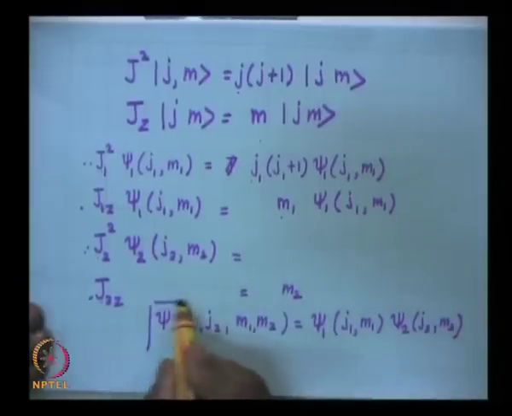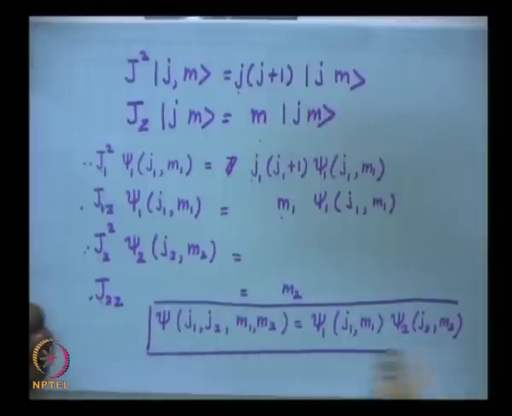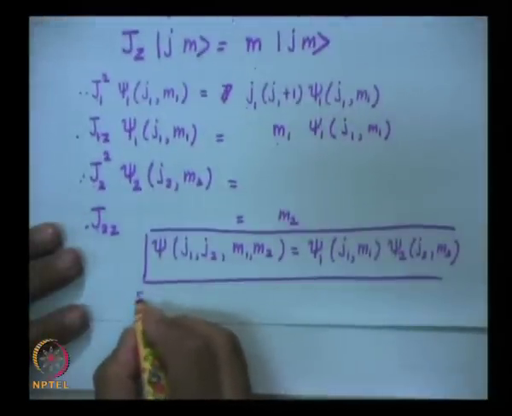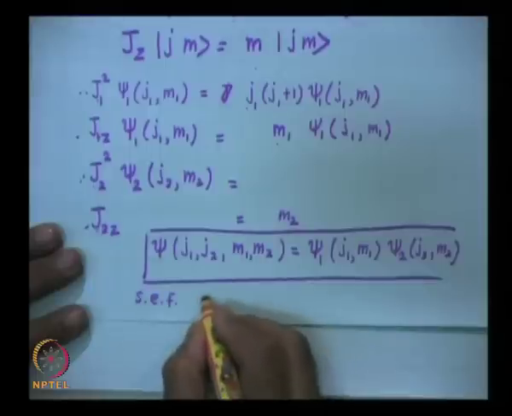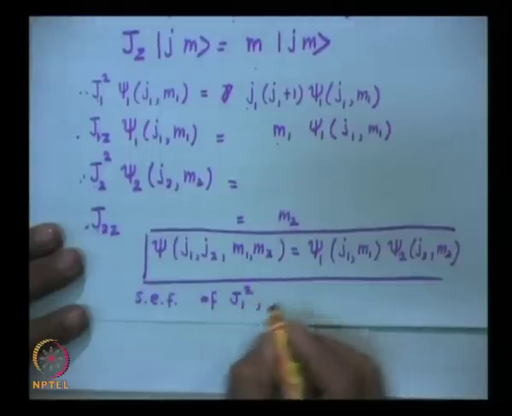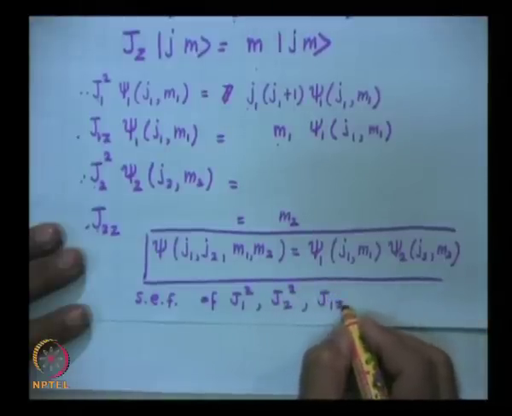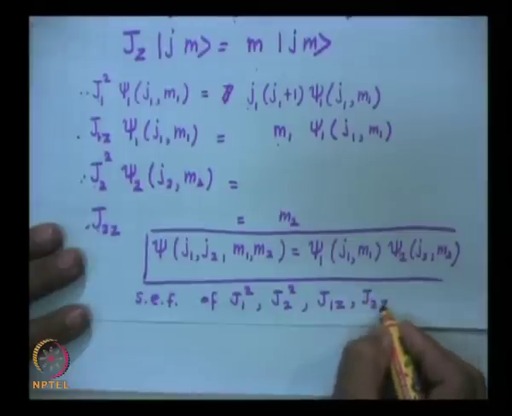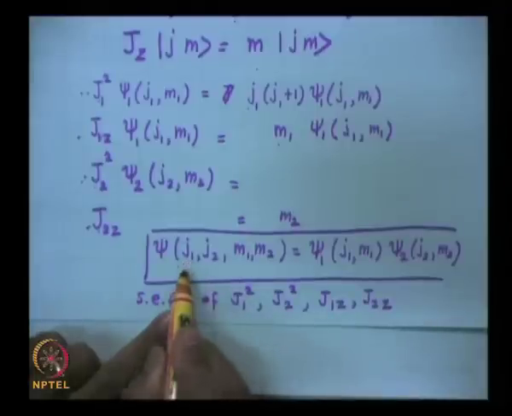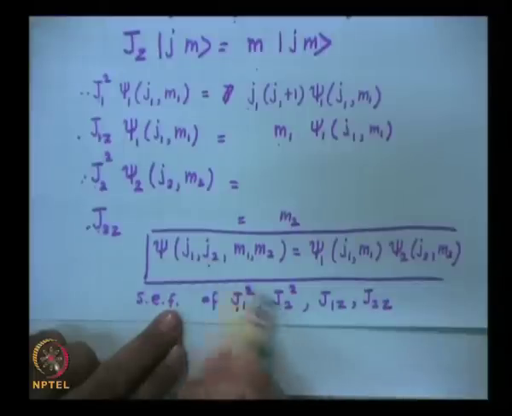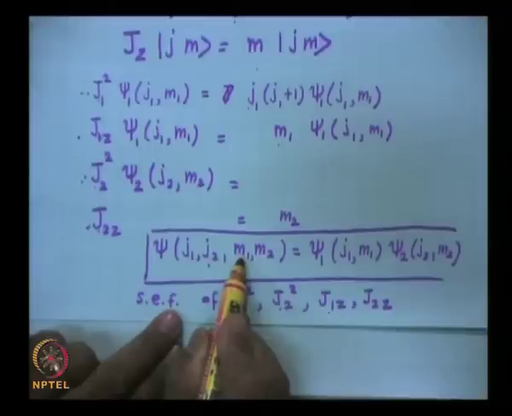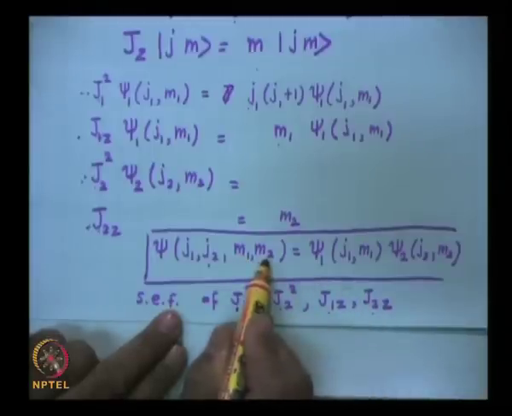So, these are simultaneous eigenfunctions of J1 square, J2 square, J1z and J2z. So, J1 represents the eigenvalue of J1 square, that is J1 into J1 plus 1. This represents the eigenvalue of J2 square, J2 into J2 plus 1. Eigenvalues of J1z is M1 h cross and eigenvalues of J2z are M2.